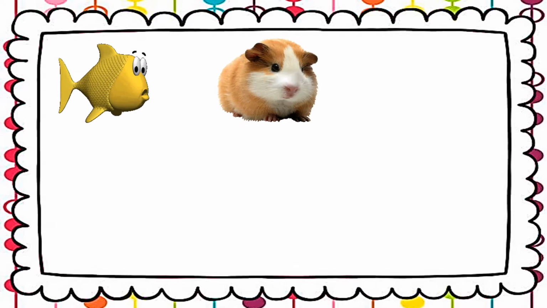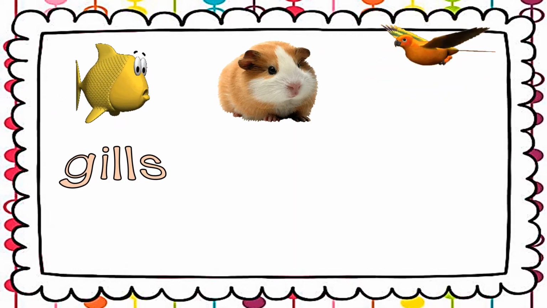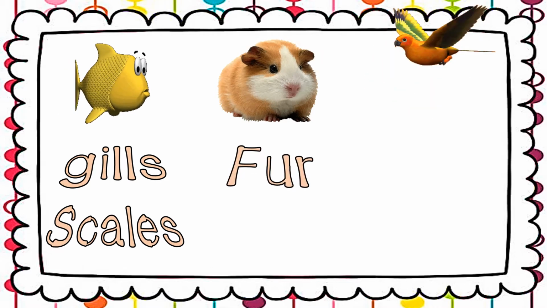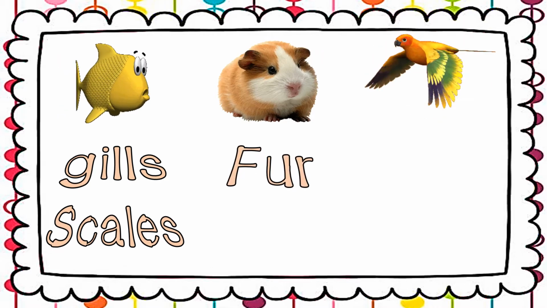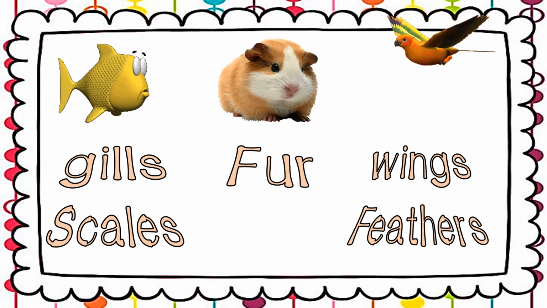For example, fish. Here we have a mammal and then a bird. So for a fish, we have gills and scales. For the mammal, we have fur. And for the birds, we have their wings and feathers.